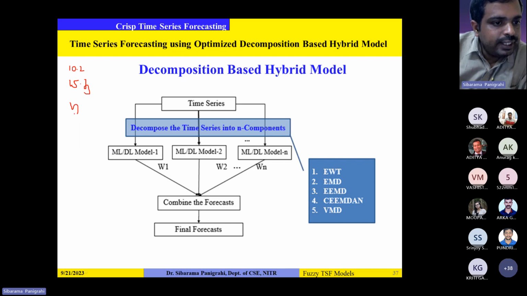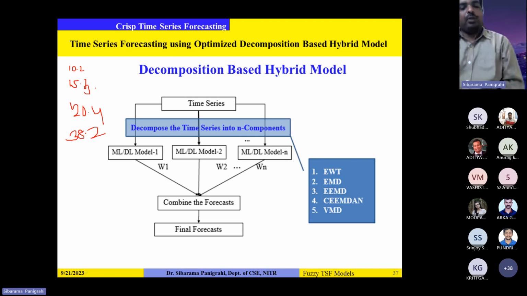Then let's say it is 20.4, right? Then let's say 38.2. Okay. So now what you can do, suppose you have identified the intervals. Let's say 5 degree to 15 degree is very low. So what you can do, you can replace it with very low.